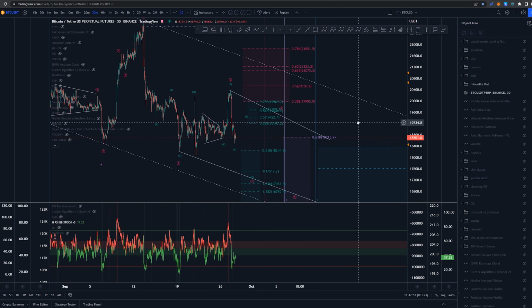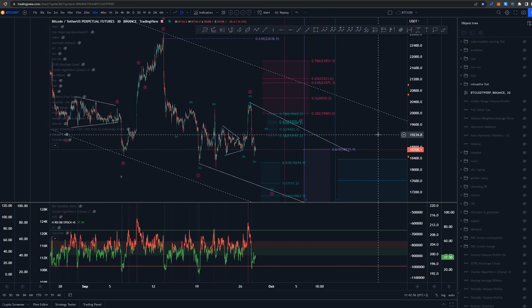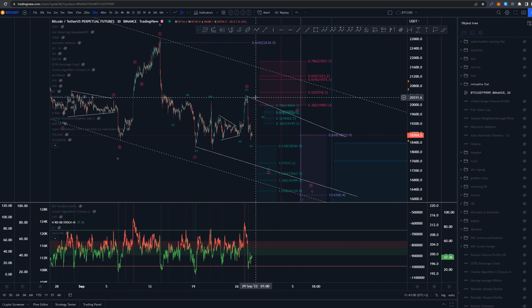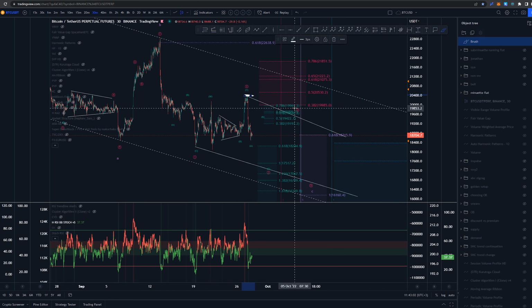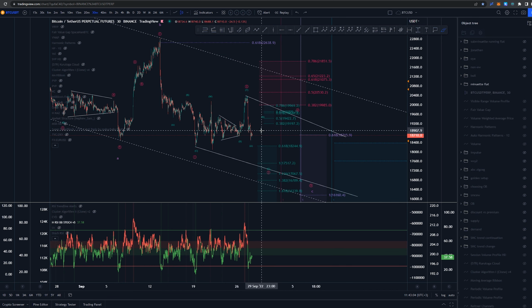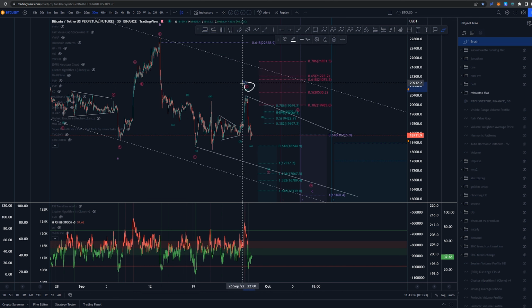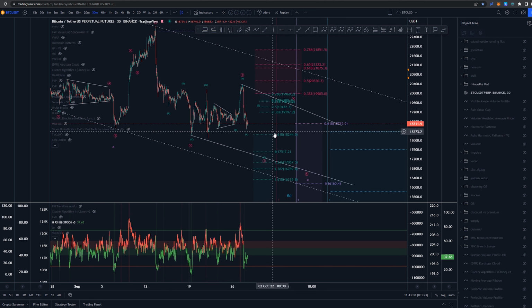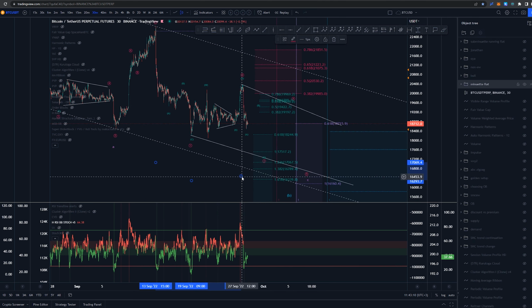And I'm sticking with this count for now until I find something else that would fit into the idea better, or if the price gets up in here or beyond here, then I'm not sure if this wave 2 can be applied anymore. But we'll see. Let's see. Let's modify this a bit.